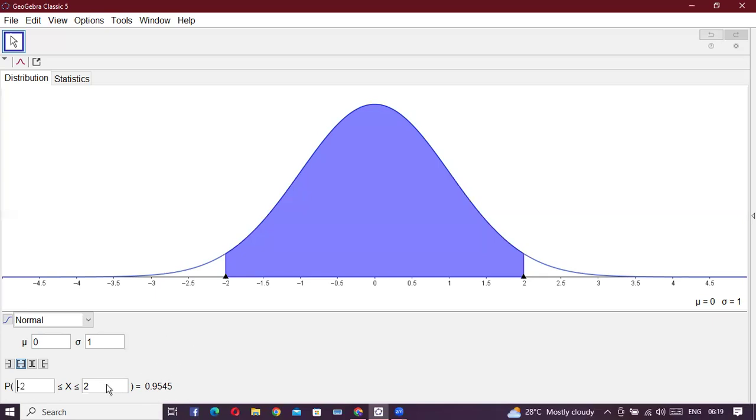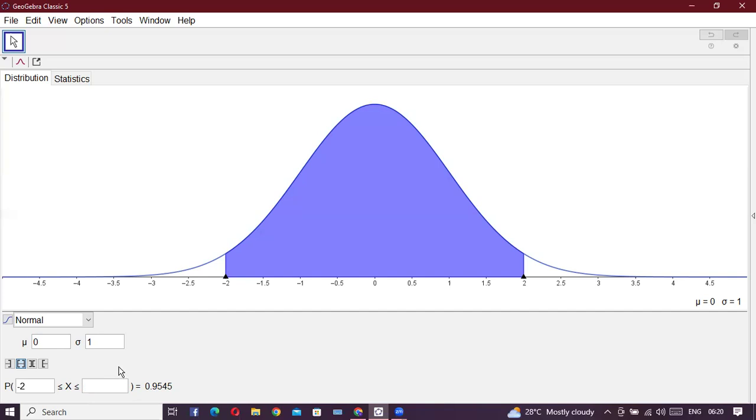And in GeoGebra, you can calculate it and verify it using the GeoGebra probability calculator, and that's what we are doing right now. So within two standard deviations of the mean, you realize that 95% of the data falls within two standard deviations of the mean. And then the last one is 99.7. So we want to see how many standard deviations will give us that away from the mean.